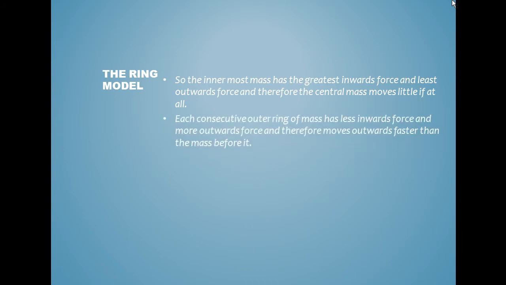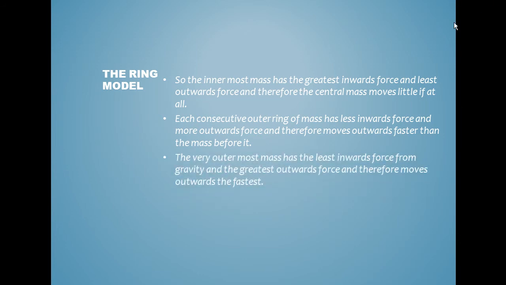As you move outwards through each consecutive layer or ring of mass in the universe, the force of gravity becomes less and the force of the vacuum becomes stronger. The net movement of that ring of mass is then dependent on the net force between the force of gravity and the force of the vacuum. As you move outward, each individual ring will expand outwards faster than the ring before it. The very outermost mass has the least inward force from gravity and the greatest outwards force, and therefore moves outwards the fastest. This is represented in the ring model, which I'll come to shortly.